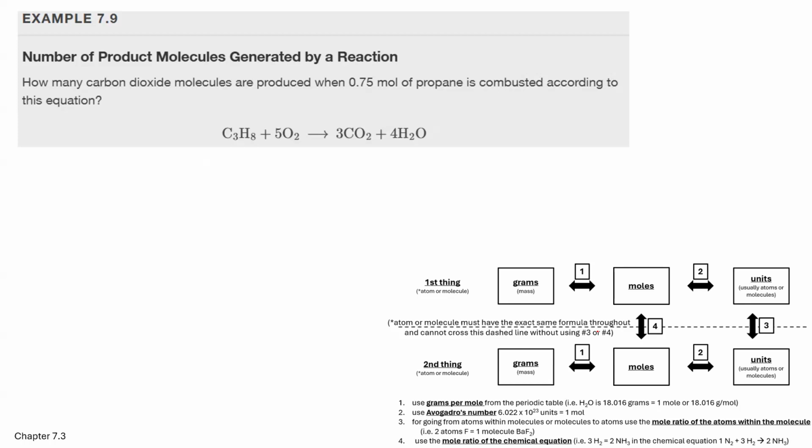This might be the same thing. Let's do it without using those play-by-plays, right? So let's start here. We're trying to do 0.75 moles of propane. We're trying to get to molecules of CO2. So because these are different formulas, one's going to be up top, one's going to be on the bottom. We're just going to go a slightly different way here, right?